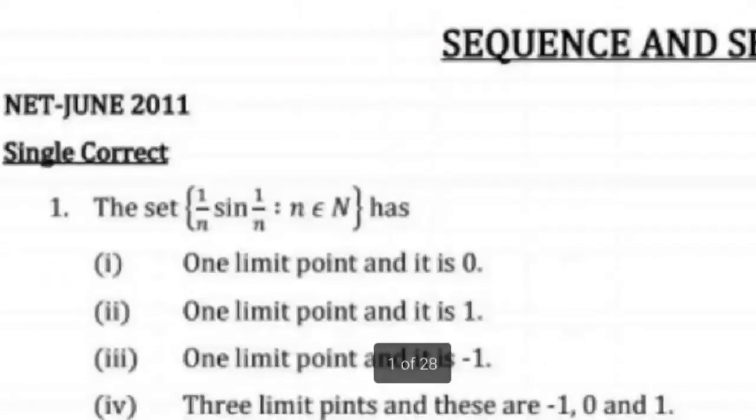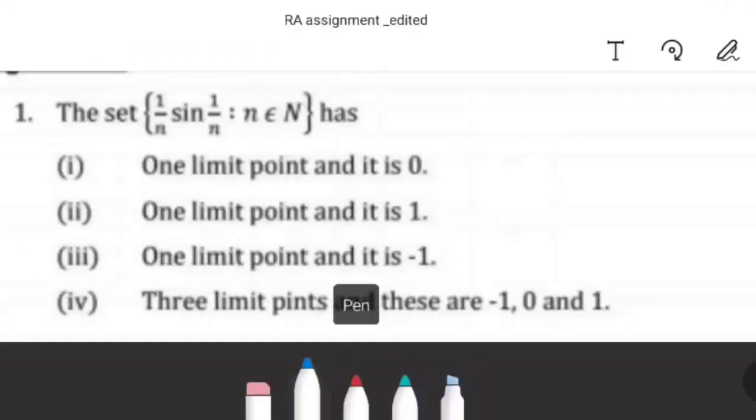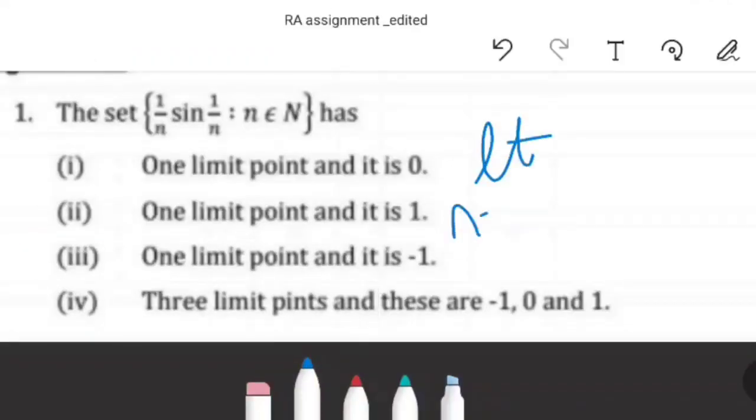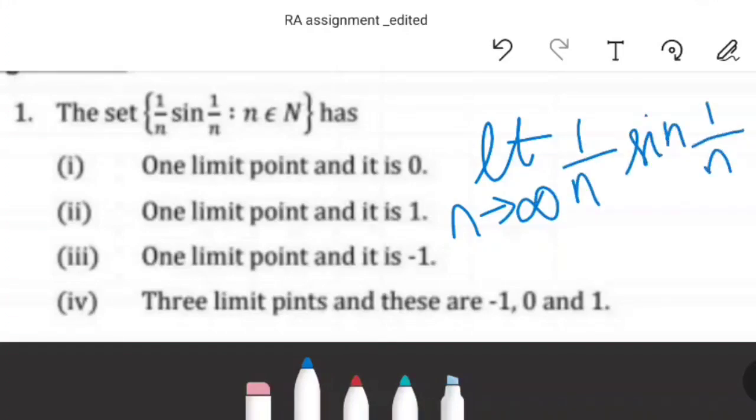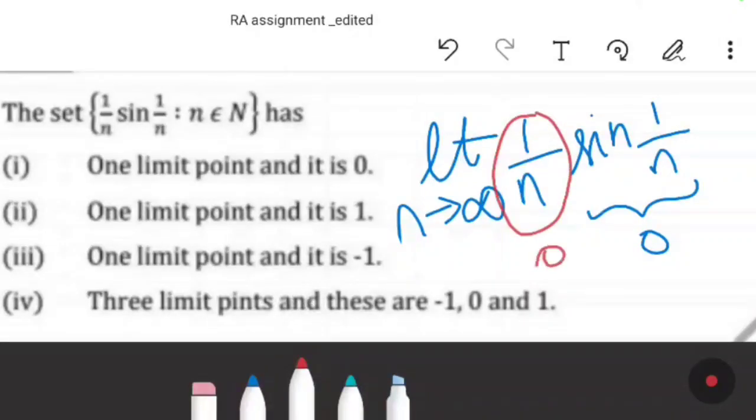Let's solve this problem. The set 1/n sin(1/n) has... they are asking about the limit point. So here if you do limit n tends to infinity of 1/n sin(1/n), you would be having a little confusion on what will happen to sin(1/n), because if you apply n tends to infinity, this becomes sin 0, so it becomes 0, and hence if you put infinity, it becomes 0. But this is not the right way.